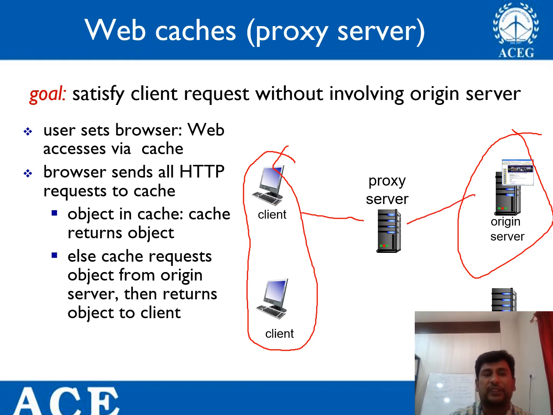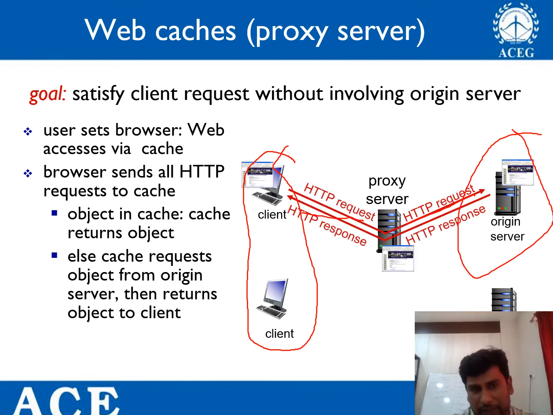So what happens here is the user sets its browser to access the web via cache memory. This means all the requests made by the client will first be forwarded to this proxy server, and whenever any transaction is done, the proxy server will store those contents in its cache memory. For instance, next time the same client tries to visit the same website again, the proxy server will have the required contents stored in its cache memory, and it will directly return the object.